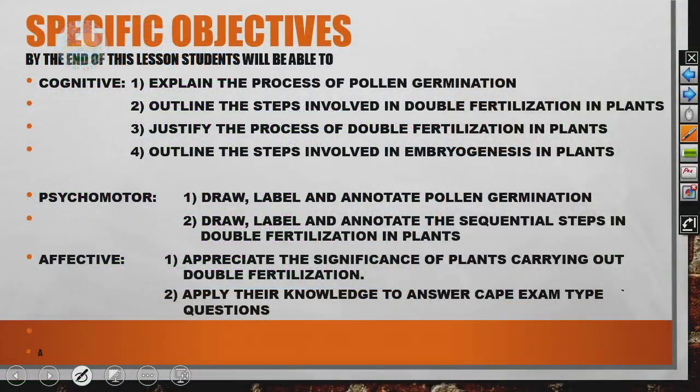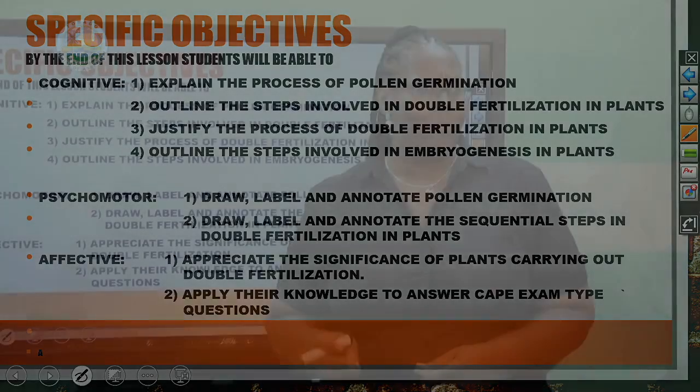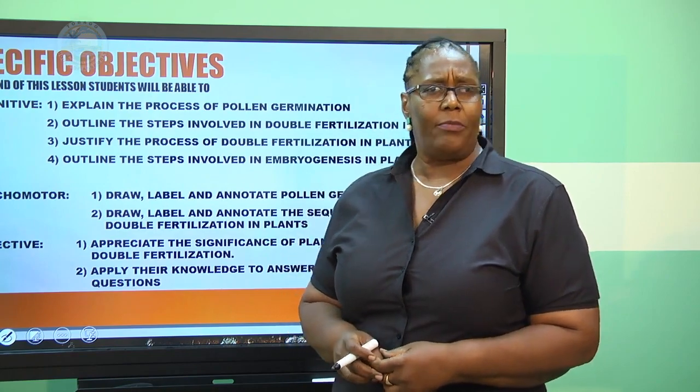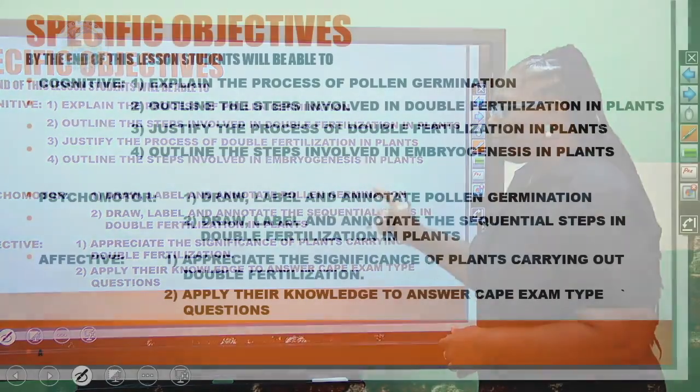So cognitively, we'd like you to be able to explain the process of pollen germination, to outline the steps involved in double fertilization in plants, to justify, to say why this process of double fertilization in plants is necessary, and to outline the steps involved in embryogenesis in plants. That is, how do you form an embryo? How do you go after fertilization to the formation of an embryo in plants?